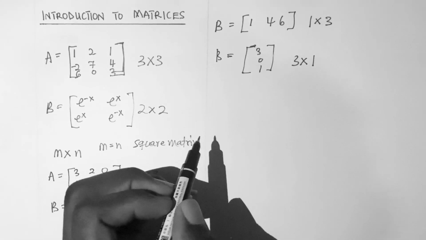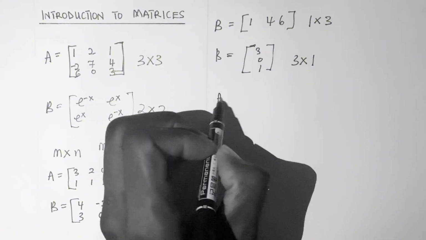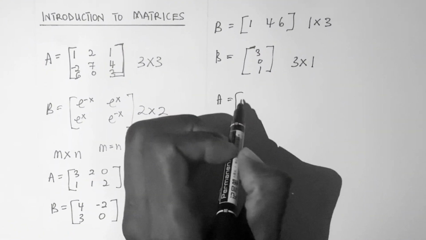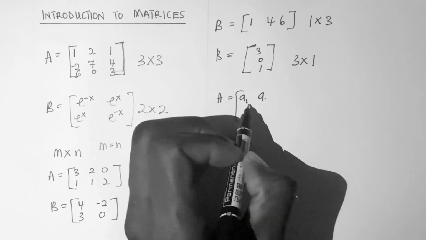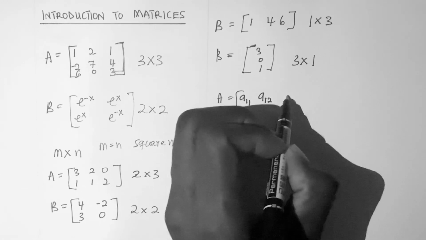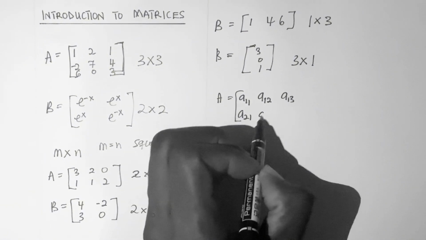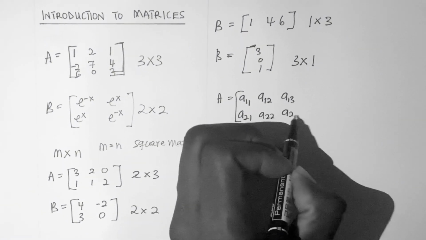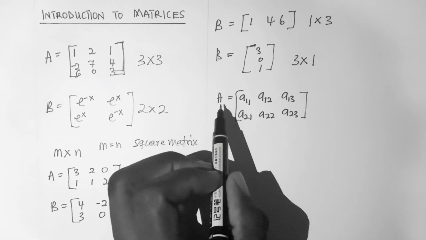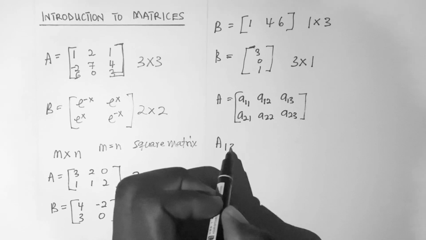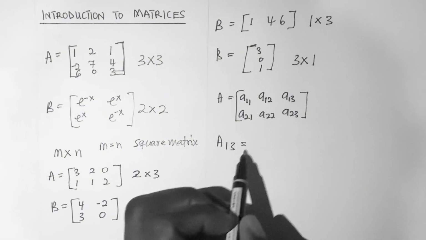Now let's identify the specific terms in a matrix. If you have a matrix, let's say A equals an arrangement of a11, a12, a13, and then a21, a22, and a23. For the specific terms in this matrix, for example, if we are looking for the term A13, you see that this is A13. So the row comes first, then the column.